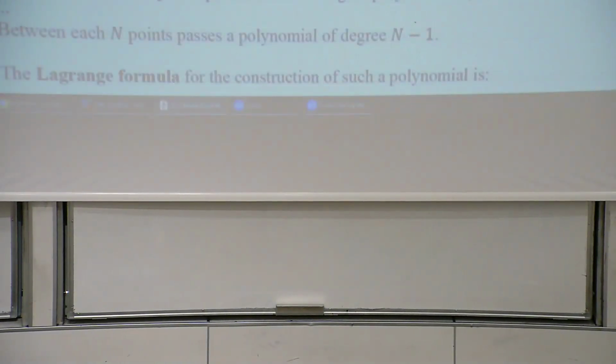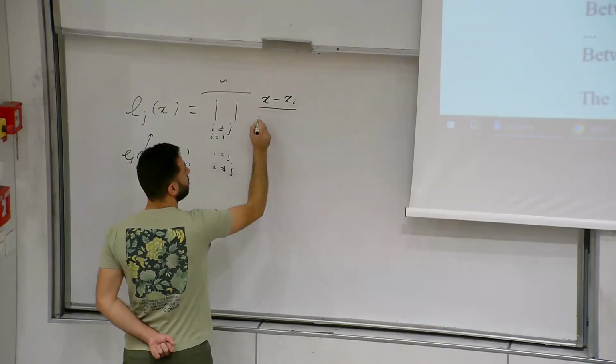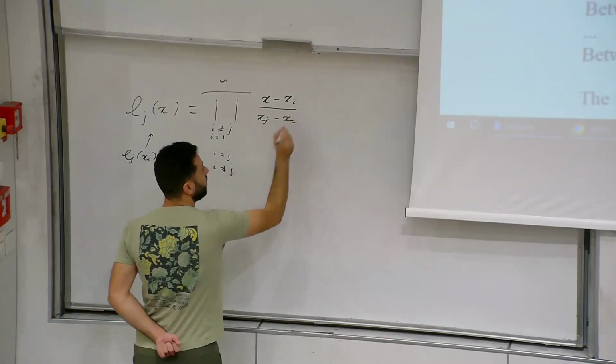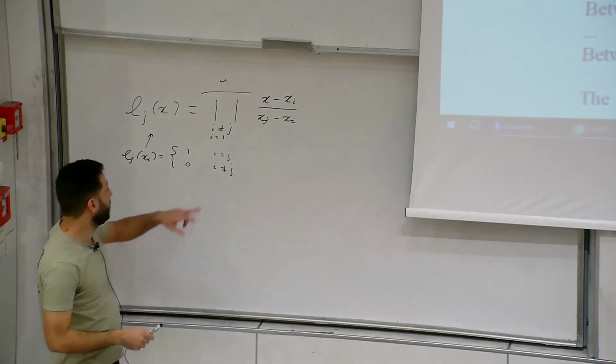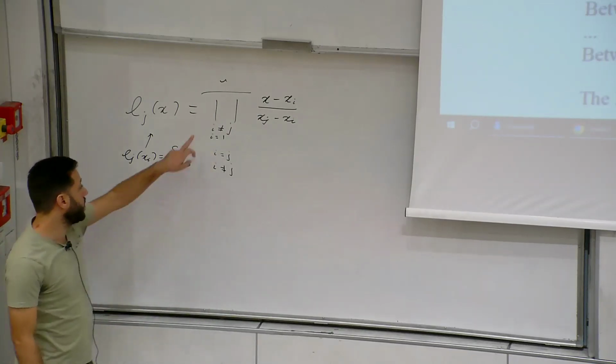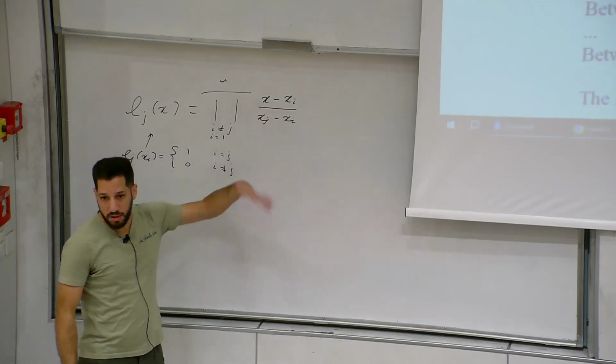So how can we build this polynomial? It's the multiplication over every i that is not j, i goes from 1 to n but it's not j, of x minus xi over xj minus xi. Yes? So for every xi that is not j, one of these factors in the product will be 0, so it's 0.